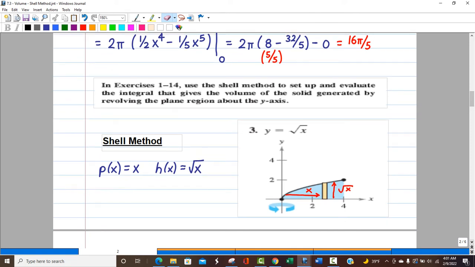So in this set of problems, where it says anywhere with a 1 through 14, we're going about the y-axis. Okay, so that was the same thing with that last one. We will do the x-axis. Don't worry about that.